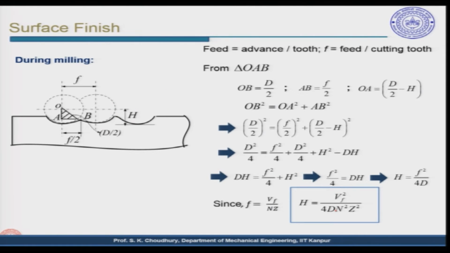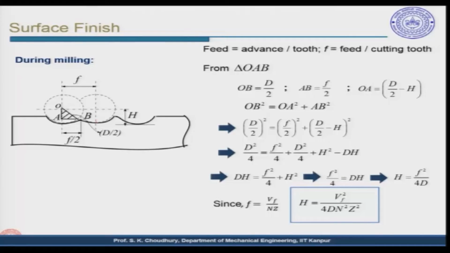Next, let us see what happens during milling. Earlier, if you remember, I said that in case of milling, the feed is taken as the feed per tooth. That means, in a milling cutter there are more than one tooth, obviously there will be 6, 8, 12. The movement of the tooth in one revolution is given by the feed, which is called the feed per tooth. So, here it is written f is equal to feed per cutting tooth. So, feed is advance per tooth here.